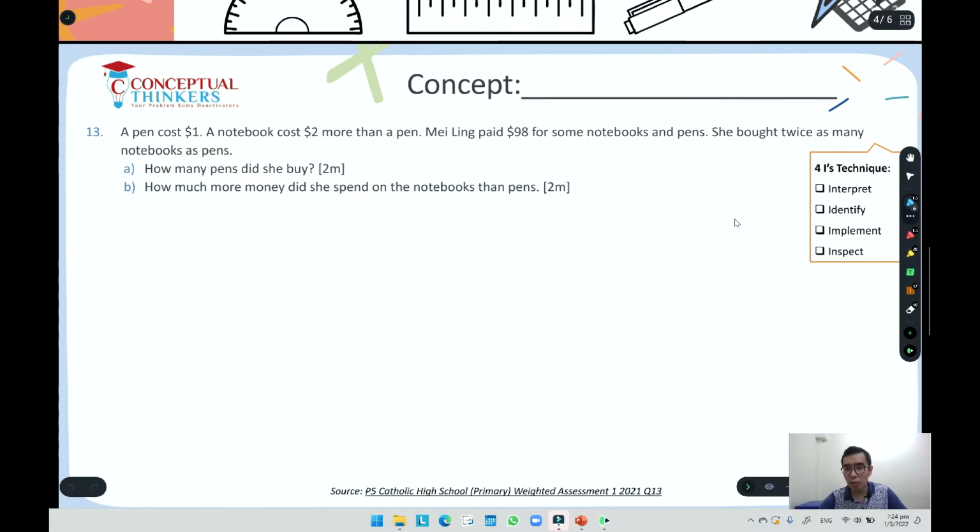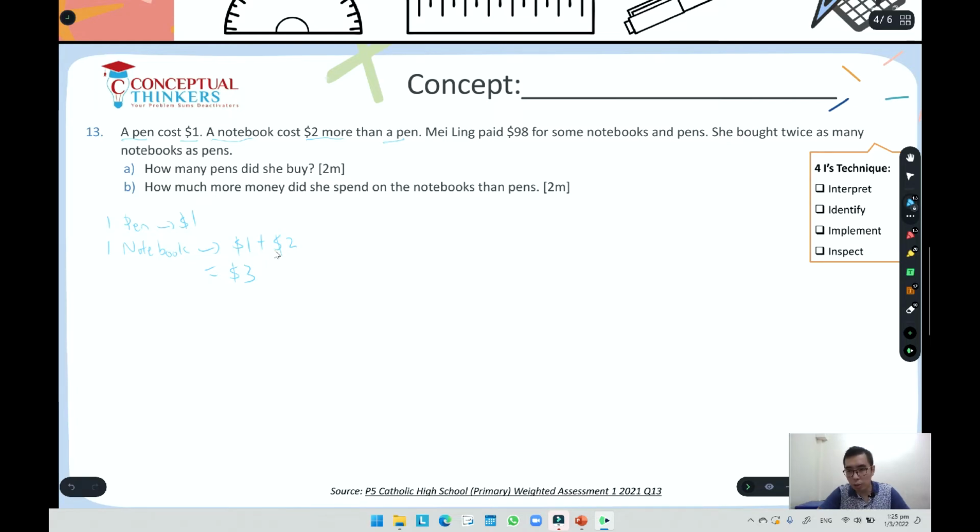Okay, so I'm going to start with our 4I technique. We need to first interpret the question, by looking at the key phrases that we need to look out for. We know that a pen will cost $1, and a notebook will cost $2 more than a pen. So we just take $1 plus $2, and we will get $3.